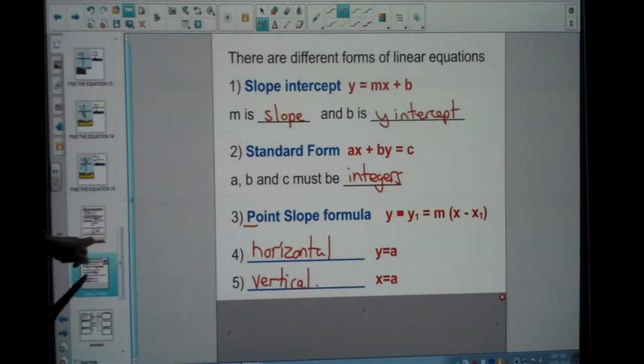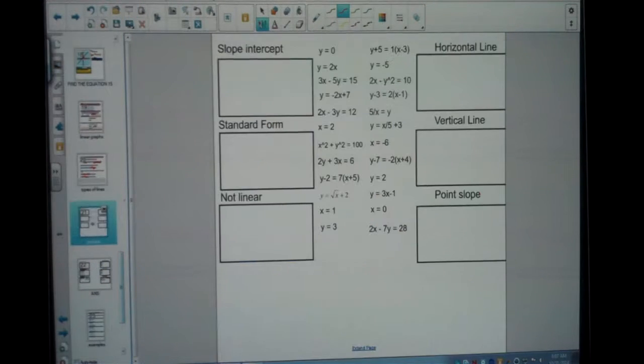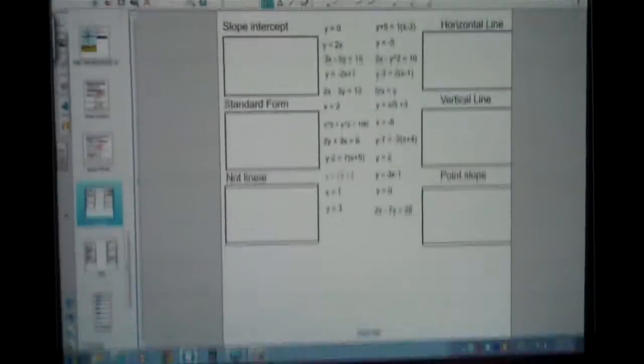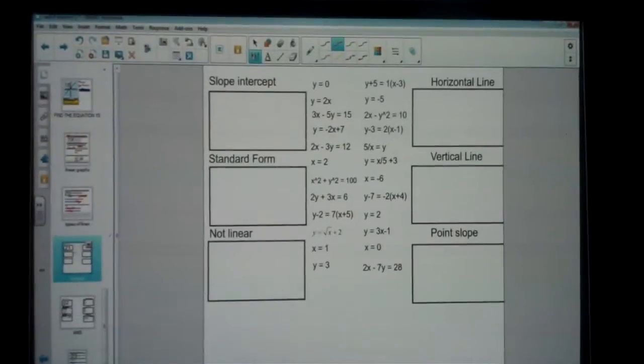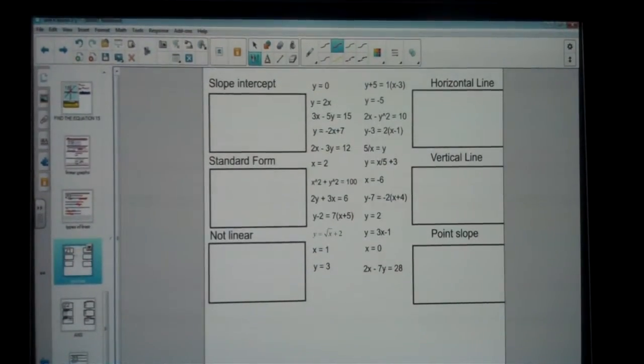Now, to actually practice that in class, what we did was, and it might be a little small, I'm not quite sure how well we can see this on the video, a list of equations, and we tried to put them in the relevant box. So you might want to pause the video and see if you can figure out which one they go to, and I'll give you the answer in a few seconds.